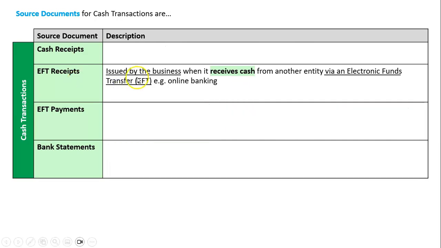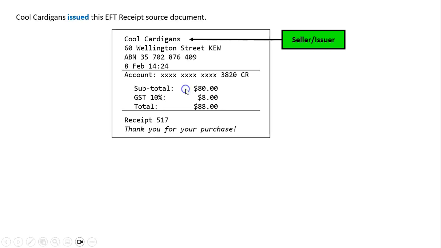Well, it's issued by the business when it receives cash from another entity, not in terms of physical cash, but in terms of an electronic funds transfer, e.g. online banking, or maybe if you use your card in the store. So we can see this is we're Cool Cardigans, and we issued this EFT receipt source document to a customer. So here's our name here. And there's the little annoying extra receipt you get sometimes, which is attached from the EFTPOS machine. And that's what EFTPOS stands for, Electronic Funds Transfer.